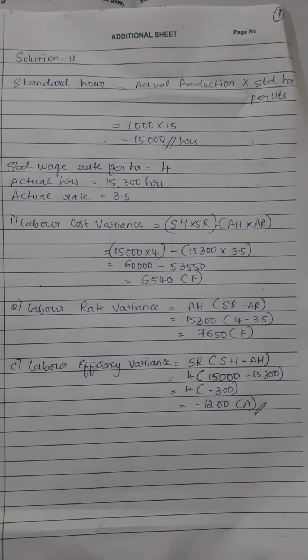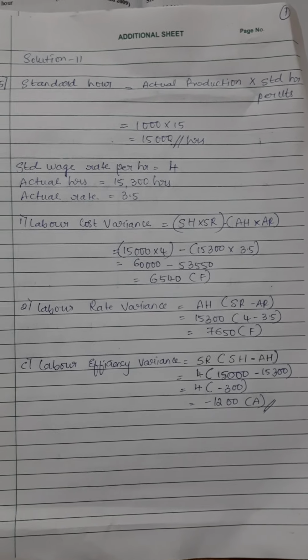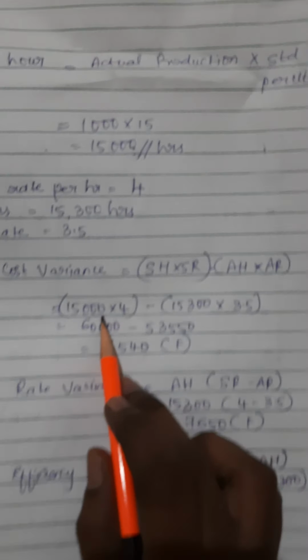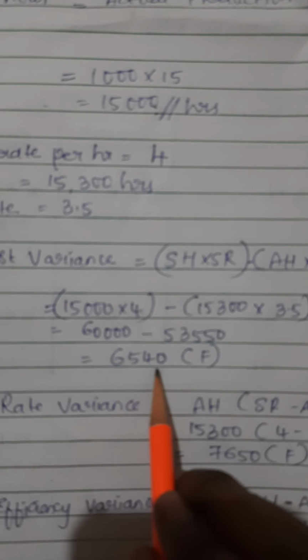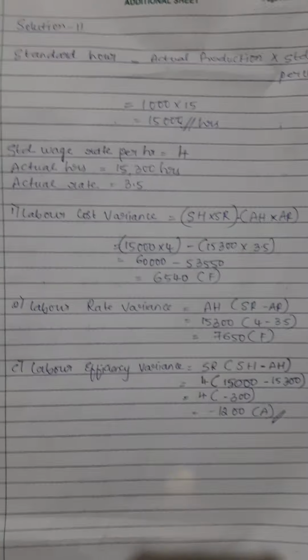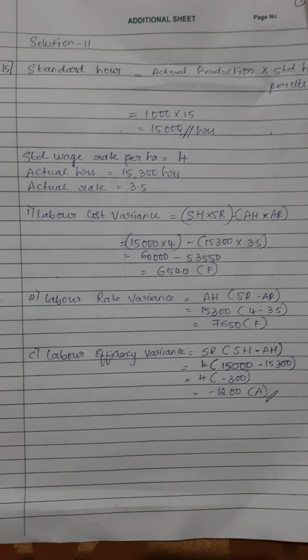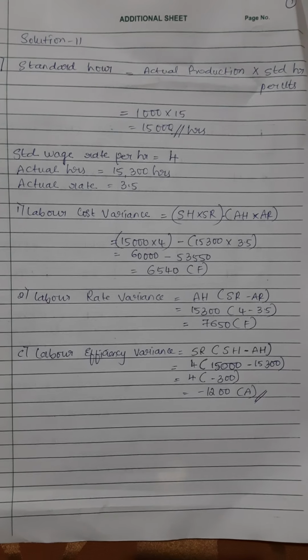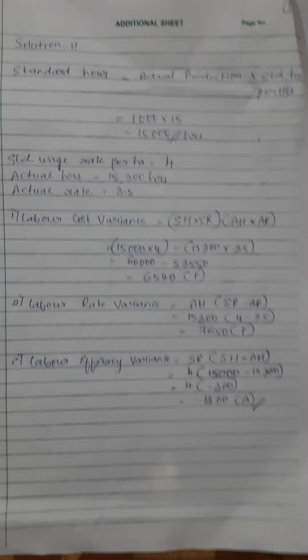If you reduce, it is giving you a positive value. When it is a positive value, we call it a favorable condition. We term it as F, which is favorable condition. Now the next step is labor rate variance.